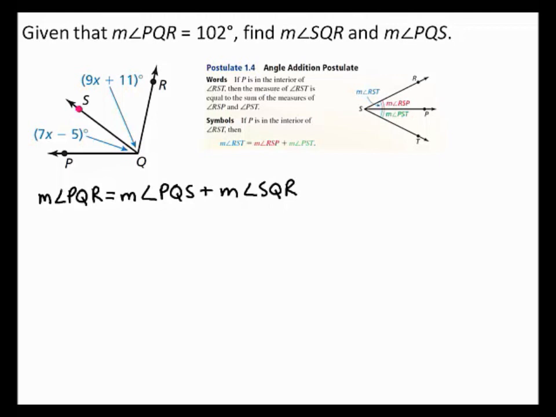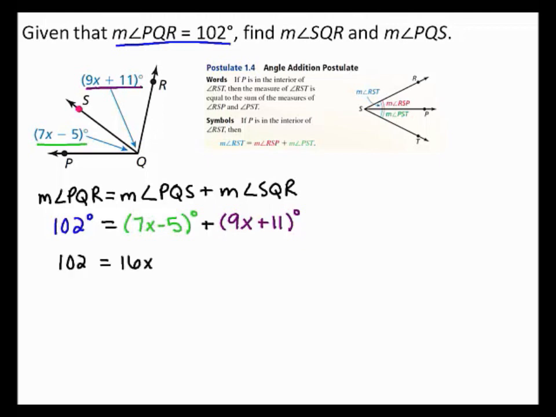In this problem, you are told that the measure of angle PQR is 102 degrees. Also, from the given diagram, you know that the measure of angle PQS is 7x minus 5 degrees, and the measure of angle SQR is 9x plus 11 degrees. Now, to solve for x, you can first combine like terms on the right-hand side of the equation. 7x plus 9x gives you 16x, and negative 5 plus 11 gives you 6.